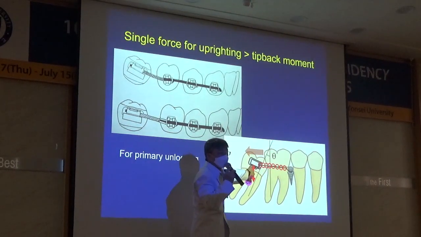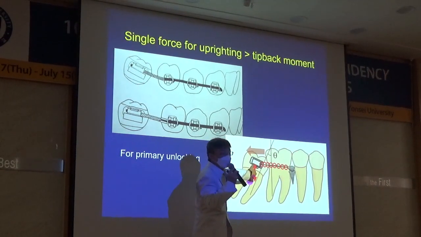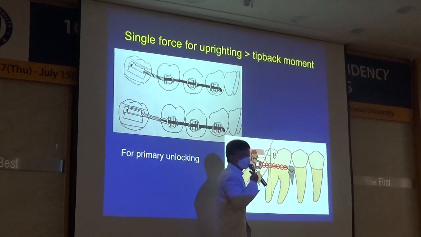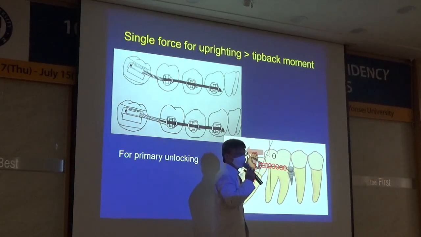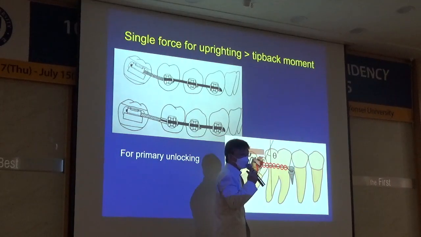Estimate the distance, maybe 7 or 8 millimeters. Why? Because it's a mild mesial angulation. Try to follow my arm.